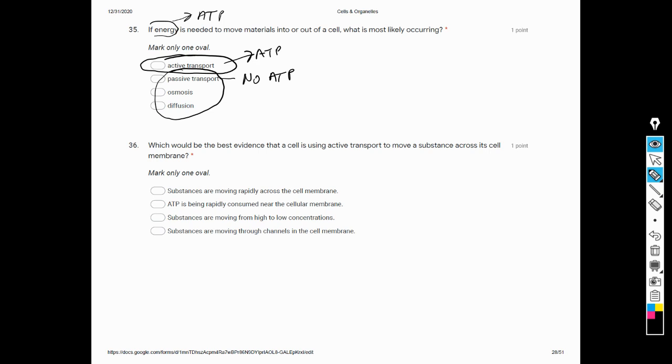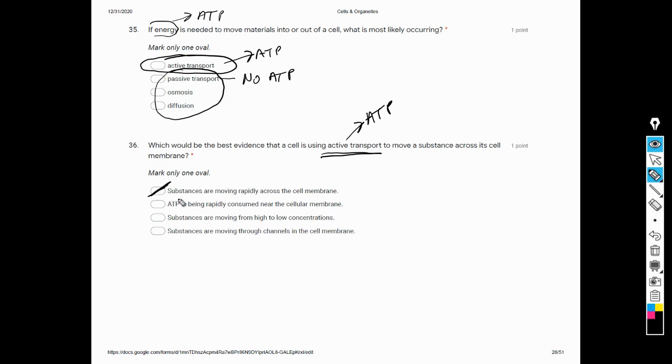36. Which would be the best evidence that a cell is using active transport? Again, when you see active transport, I want you to think of ATP to move a substance across its cell membrane. Substances are moving rapidly. Look at that first answer choice. Just because energy is needed doesn't really have anything to do with the speed. How fast or slow something moves depends much more on the concentration than whether or not it's active or passive.